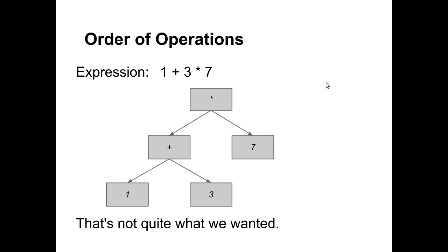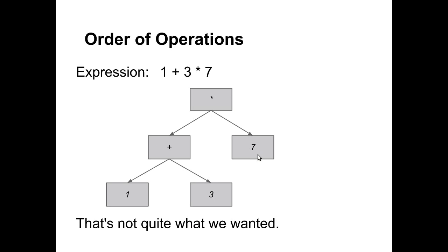There's one problem here. This parse tree that we generated says that first we take 1 and 3 and we add them. And then we take the result of that and we multiply it by 7. Now, if we remember arithmetic from elementary school, this isn't quite the rule that we learned for evaluating arithmetic expressions. In fact, in an arithmetic expression, you multiply before you add. The order of operations rule is that multiplication and division happen at the same time before any addition or subtraction.